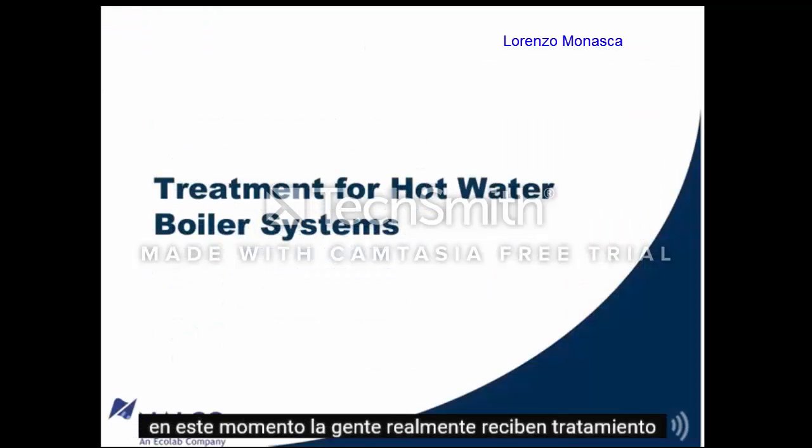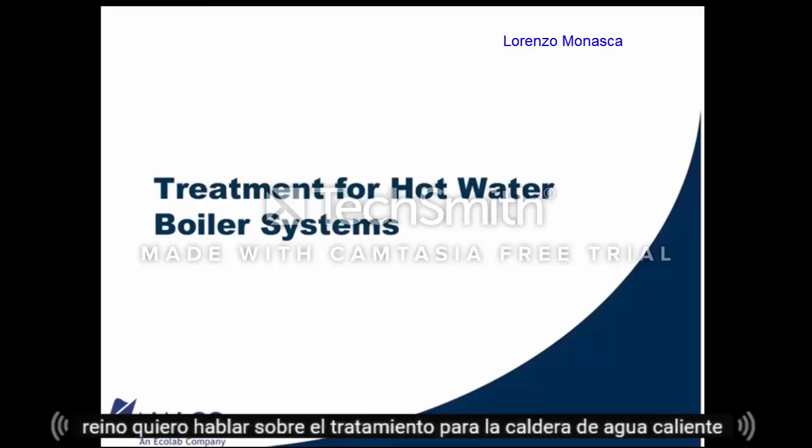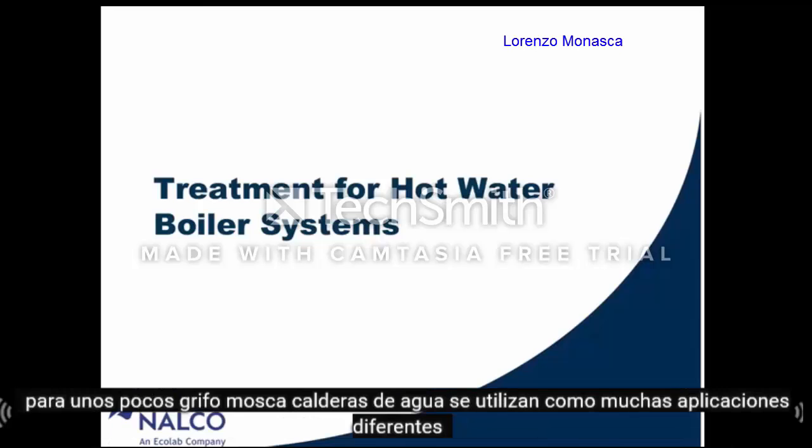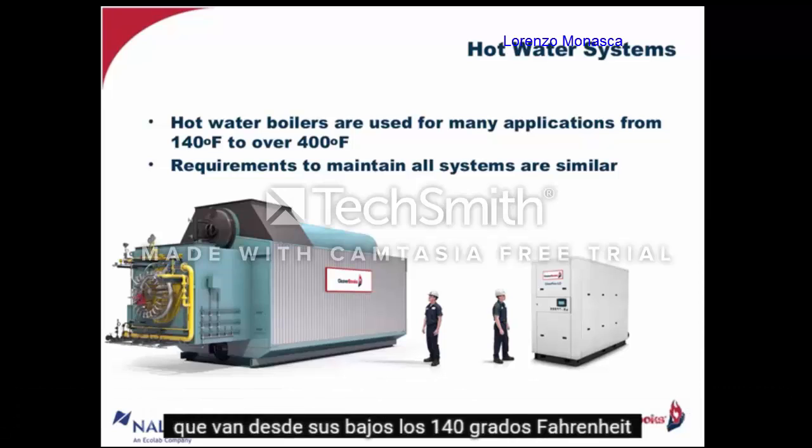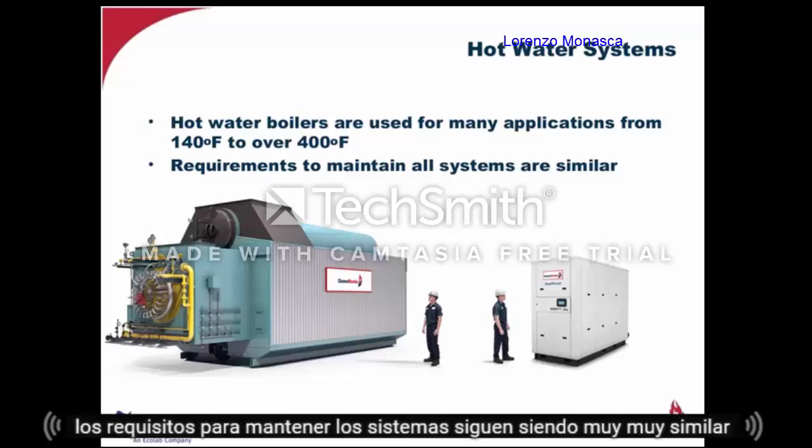So right now, before we leave the treatment realm, I want to talk about treatment for hot water boiler systems for a few slides. Hot water boilers are used in many different applications, ranging from as low as 140 degrees Fahrenheit all the way to 400 degrees Fahrenheit. And whether you have low or high temperature, the requirements to maintain these systems remain very, very similar.